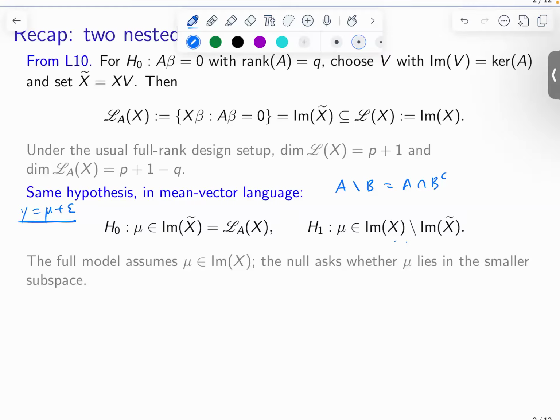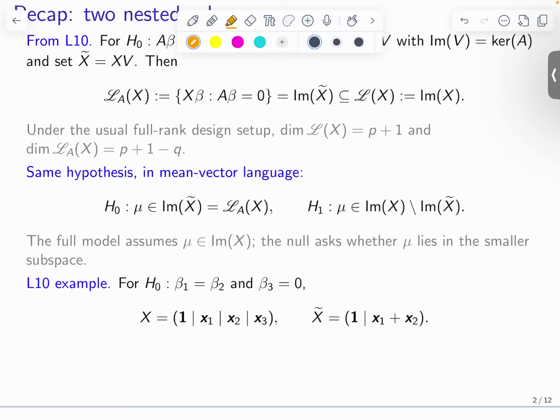So the full model assumes already that mu is in this image of x, then the null asks whether mu lies in the smaller subspace, which is imposed by the constraints on beta. So far, so good. So that's going to be the way we do that geometric interpretation, and all the other interesting properties would follow from this picture. Questions?